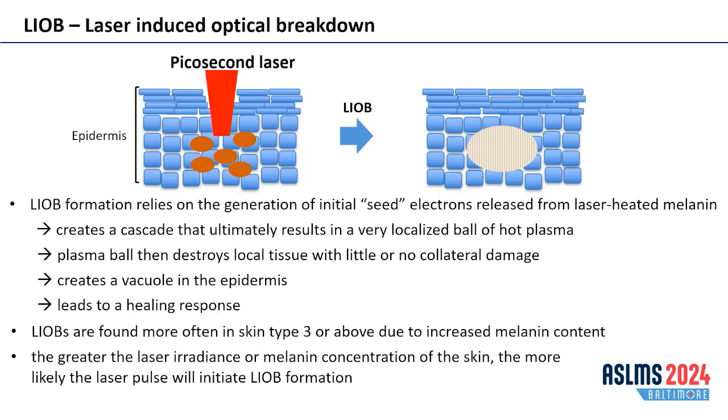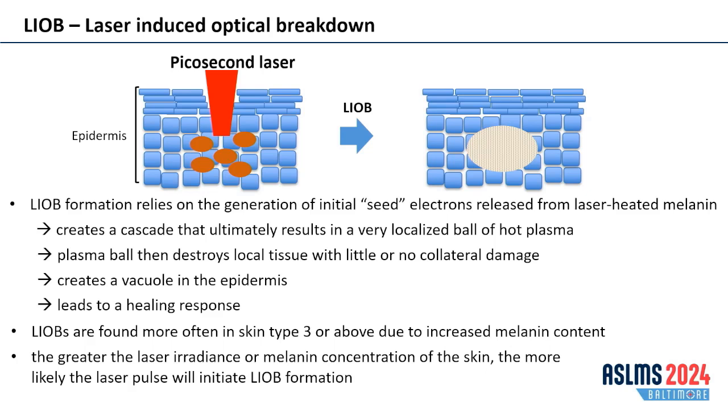Picosecond lasers use the mechanism of LIOB, which stands for laser-induced optical breakdown. The formation of LIOB relies on the generation of initial seed electrons released from laser-heated chromophores like melanin. A cascade occurs that ultimately results in a very localized ball of hot plasma, which then destroys local tissue with little or no collateral damage. This creates microscopic lesions in the epidermis characterized by vacuoles, and finally stimulates a healing response and consequently skin remodeling.